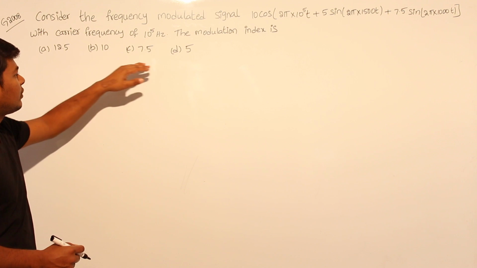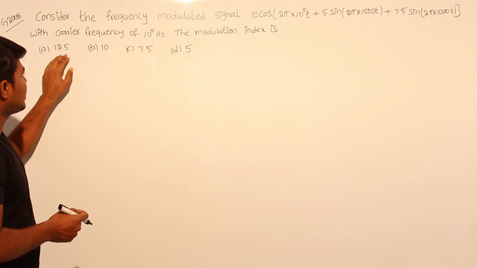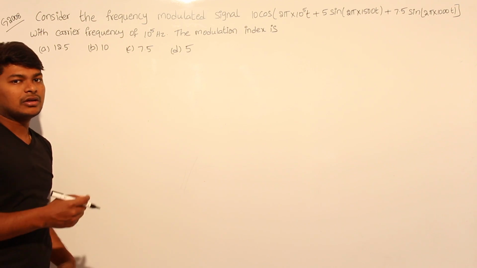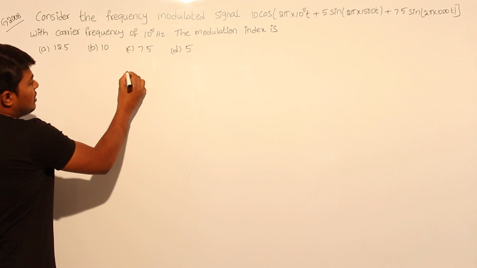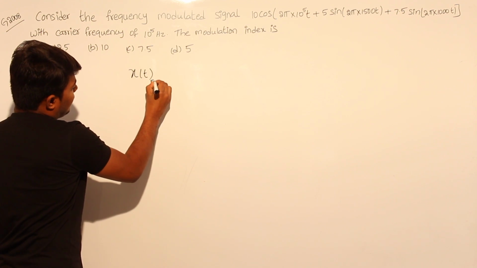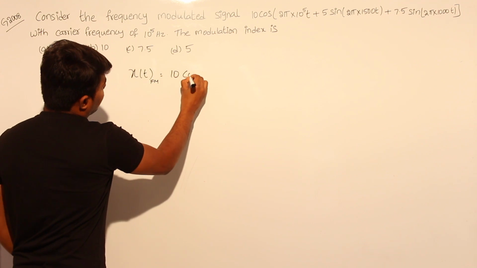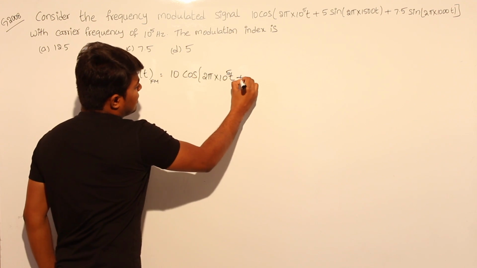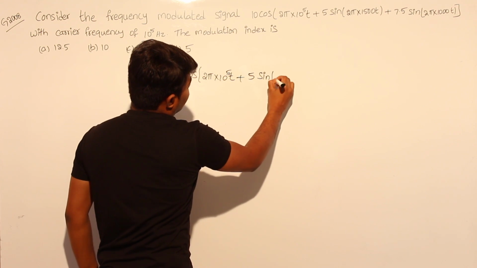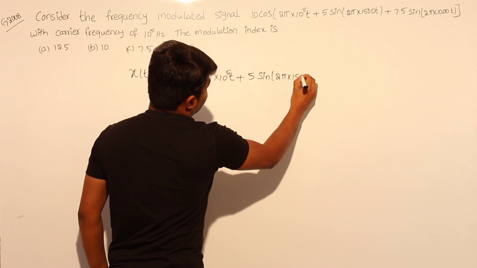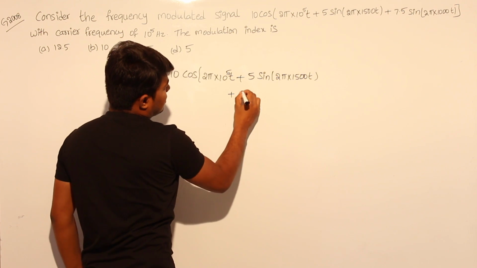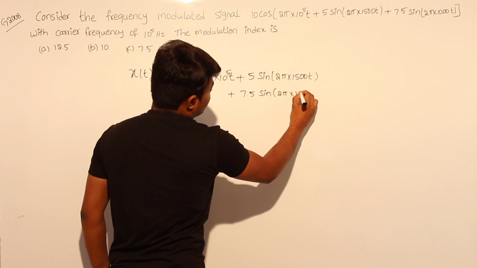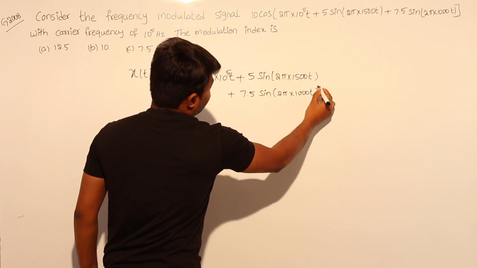They have given 4 options, out of which we need to find the correct answer. Option A is 12.5, option B is 10, option C is 7.5 and option D is 5. Now write down the given FM signal. It is given by x of t FM is equal to 10 cos 2 pi into 10 power 5 t plus 5 sin 2 pi into 1500 t plus 7.5 sin 2 pi into 1000 t. This is the given signal.